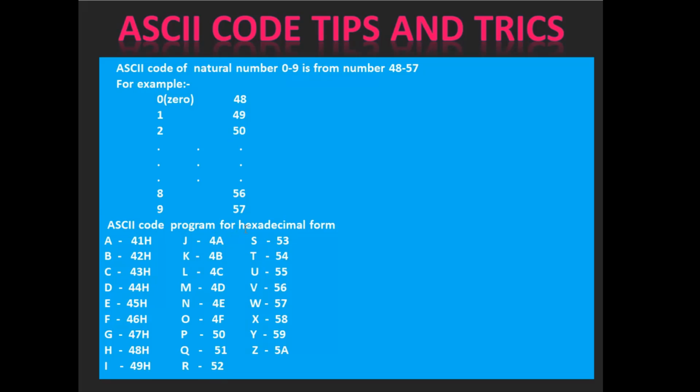ASCII code in hexadecimal, starting from capital letter A. The ASCII code of capital letter A is 41H, B is 42H. H means hexadecimal. C is 43H, D is 44H, E is 45H, F is 46H, G is 47H, H is 48H, I is 49H.